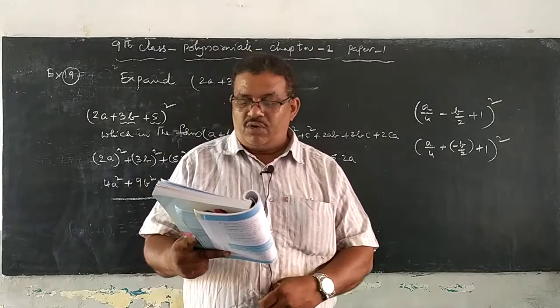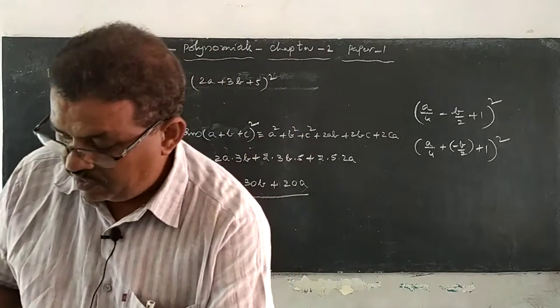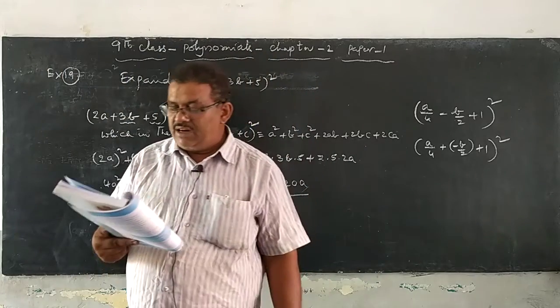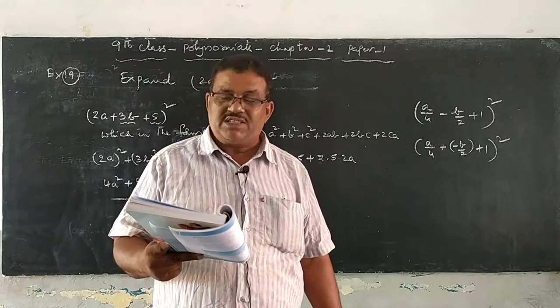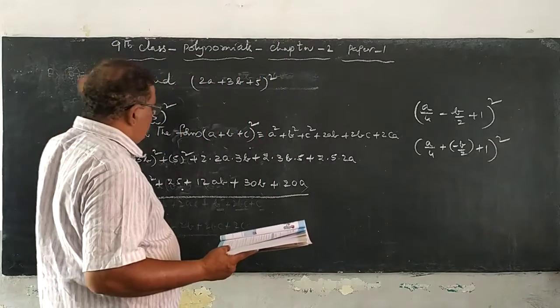Now we need to do example 20. Find the product of (5x minus y plus z) into (5x minus y plus z). How do we have to do this one?